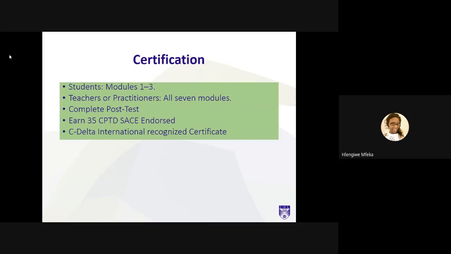And as soon as we receive your post-test, we will then send you your SAYS and your certificate. However, as soon as you pass your post-test, which again you are expected to obtain 50% to pass, and you obtain the C Delta International Recognized Certificate, you immediately receive it and you're able to print your certificate.